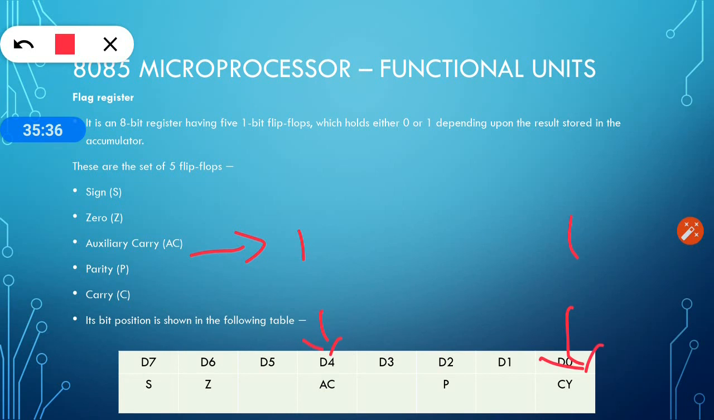So now similarly in subtraction, in addition we know that it is a carry, but in subtraction it is a borrow, right? So if an auxiliary borrow is generated from the lower 4 bits when we are performing subtraction, at that time this AC bit is 1.